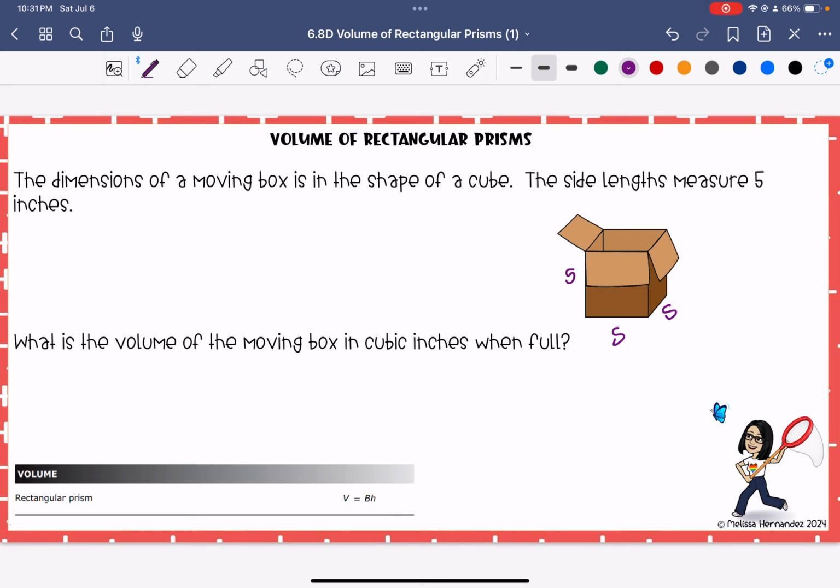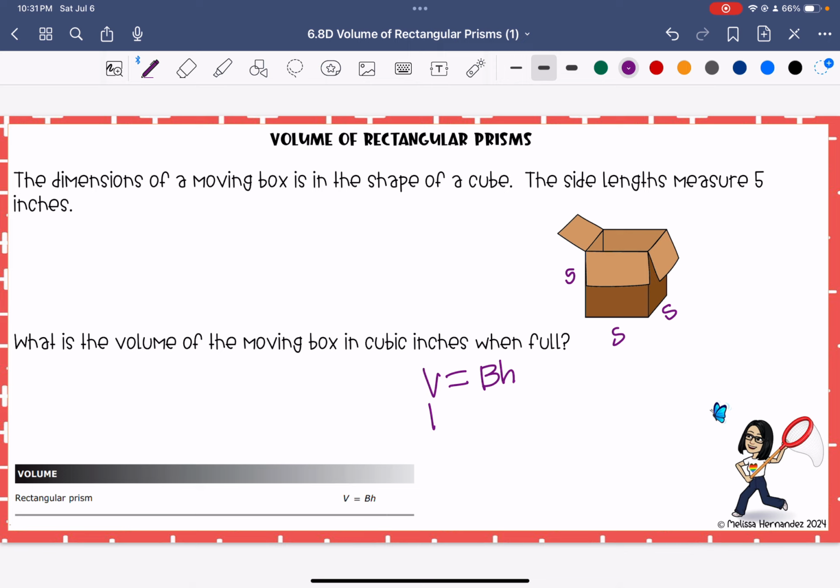So I always recommend my students to write down the formula for whatever you're solving for, so you can get in the habit and prepare you for more challenging problems later. I'll make another video where I give you the volume and you've got to find the height or the area of the base. Okay, so we're not given the volume, we're going to find it.